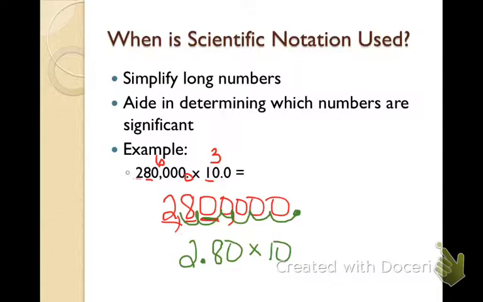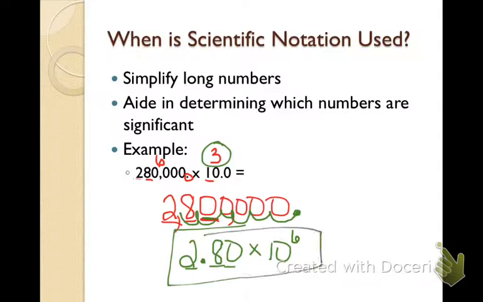1, 2, 3, 4, 5, 6. Right? So it's 2.80 times 10 to the 6th. Let's double check. We need to have 3 sig figs in our final answer, and we do. Alright, so that is our final answer. Don't forget to box it.